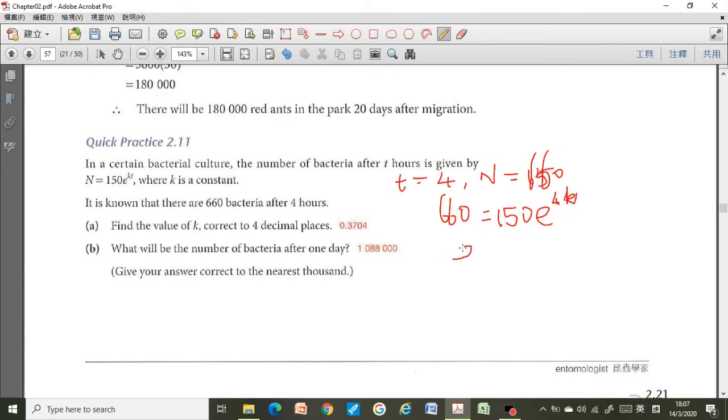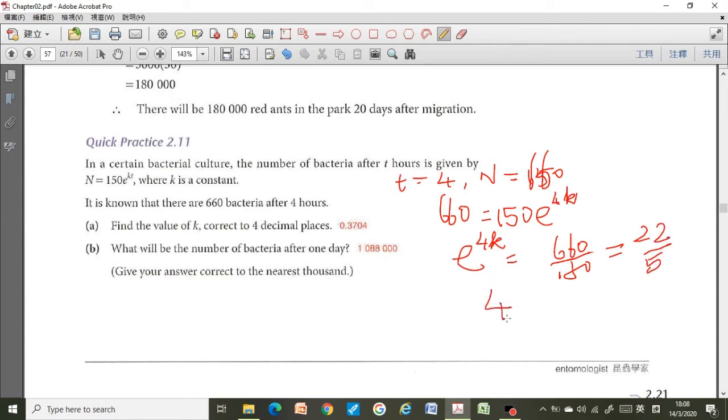So I will get e to the power 4k is just equal to 660 divided by 150. If you simplify, you will get 22 over 5.